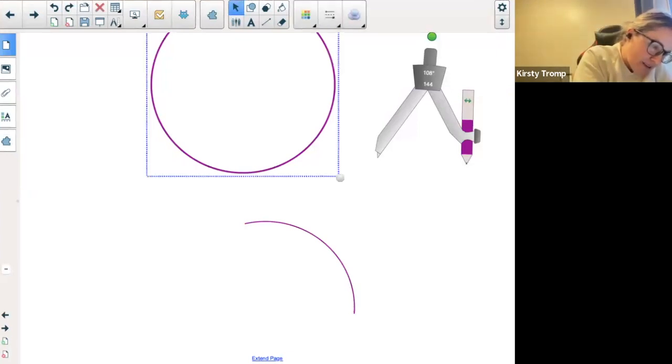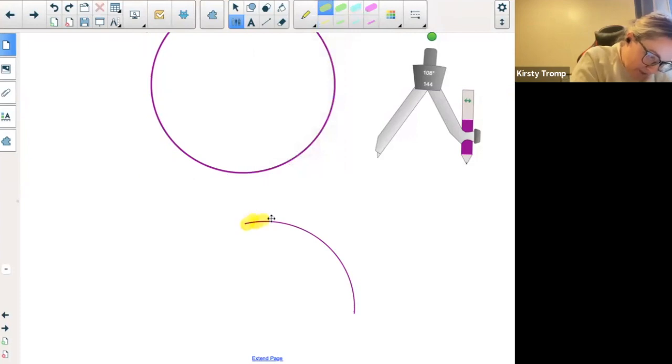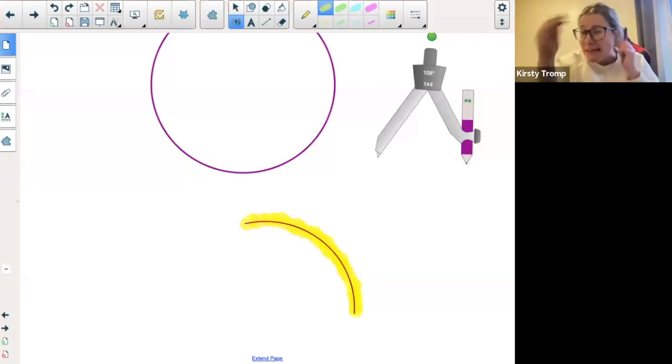Let me highlight it for you. An arc would be this. This is what an arc is. You see it? It's like the outside edge. It's like a piece of the circumference. Okay. Thanks, Shakina.